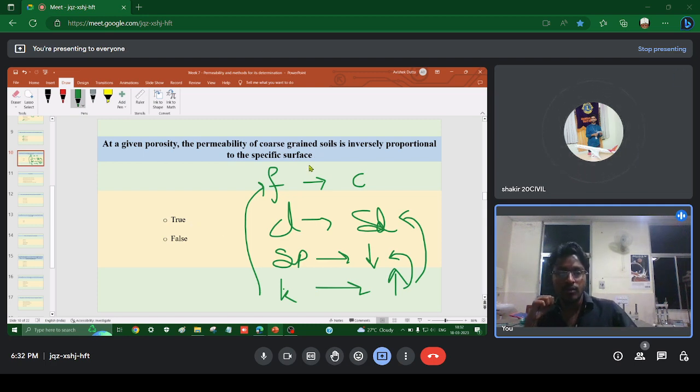Did you get it, Shakir? Permeability is inversely proportional to the specific surface. And don't get confused between specific surface and grain size. Grain size means effective diameter D10. If nothing is mentioned, the grain size is effective diameter D10. It is specifically the diameter of the solid particles, so it is d square. If k is given, k equals C d square, where C is a constant. But over here I'm talking about specific surface. Yes, this is true.